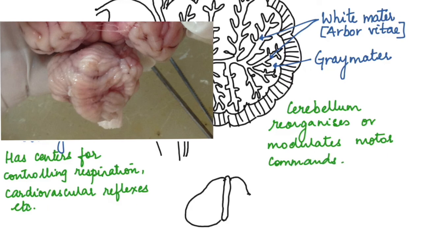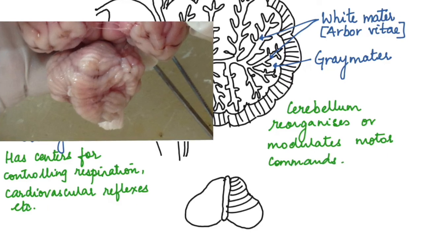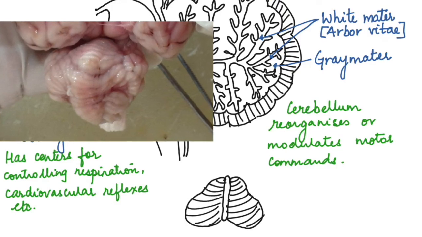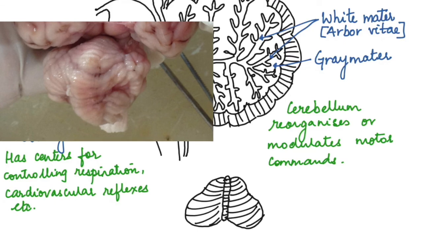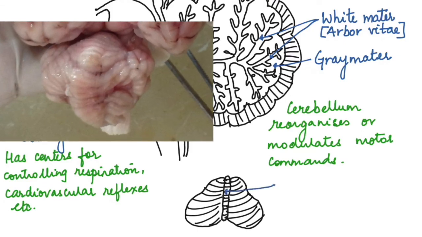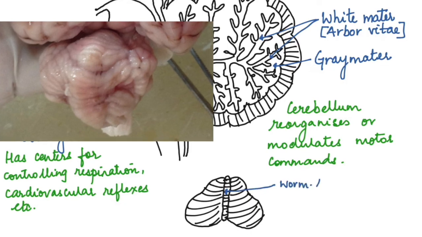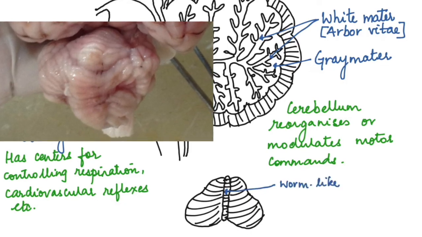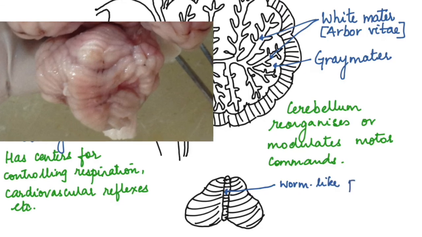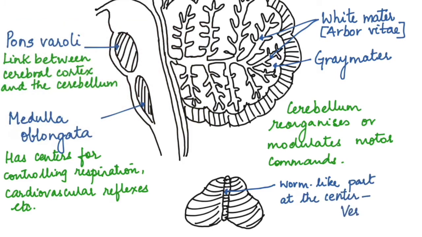Now, if we look at the dorsal side of the cerebellum, we can see the dorsal side of the brain, we can see two parts of the cerebellar hemisphere. So here these are the two cerebellar hemispheres, and in the center we can see a worm-like structure. So this worm-like structure that can be seen between the two cerebellar hemispheres is what we call the vermis.